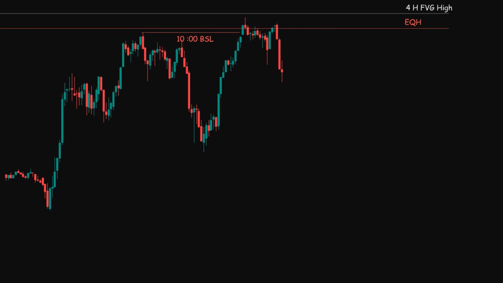On the 4-hour chart, I noticed an FVG along with equal highs. Let's see how the price reacted around this area. The price touched this zone after taking out liquidity, then formed an SMT with the Dow Jones by making a lower low. At the same time, it created a breakaway gap that lined up perfectly with an IFVG.